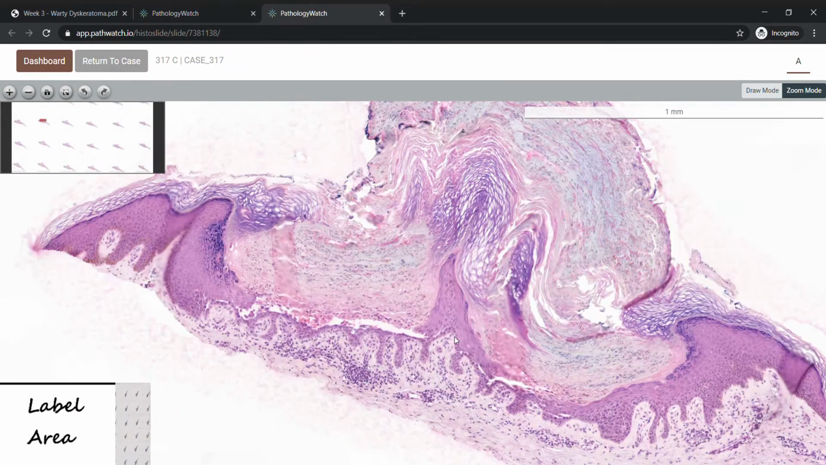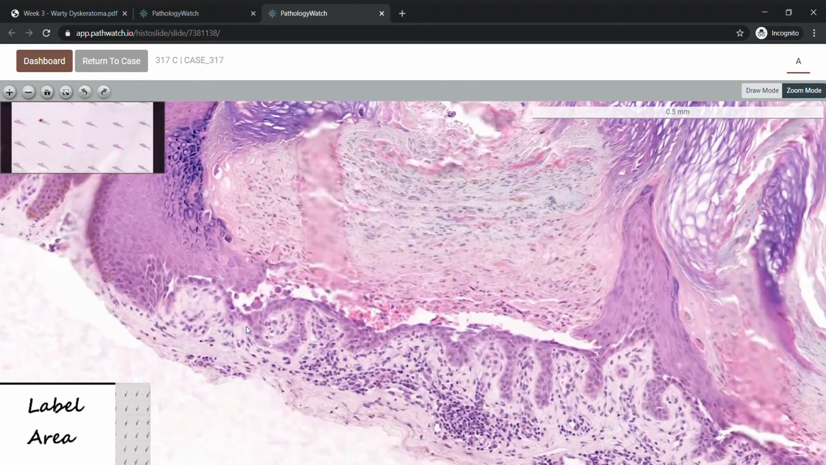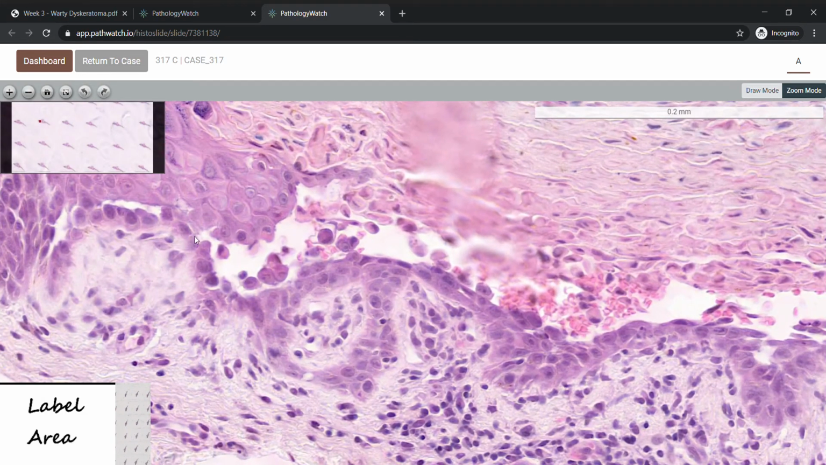This is a warty dyskeratoma not centered around a follicle, and you can see here the cup-shaped lesion with a keratin plug. There is surrounding hypergranulosis as well as papillomatosis. And you can see here there's suprabasilar clefting with acantholysis and acantholytic dyskeratosis.